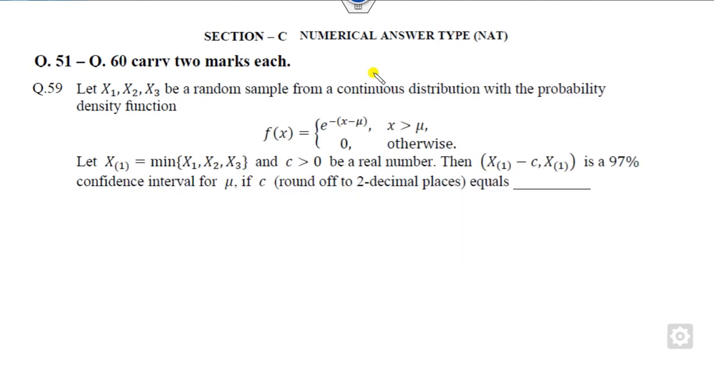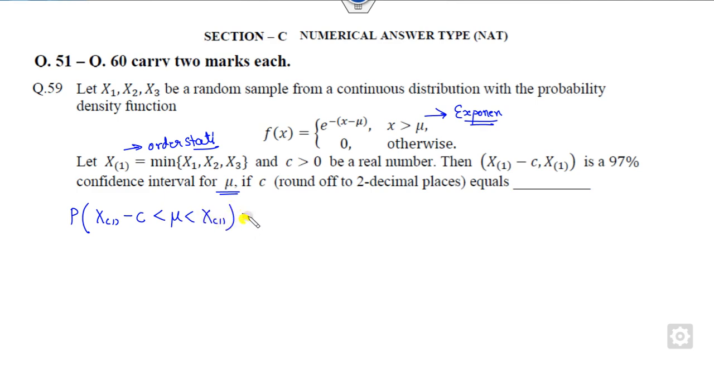Okay, fine. Now look at the second last question. X follows the exponential distribution, and this is my ordered statistics, and X1 minus mu is given as the confidence interval for mu. What is the meaning of that? It means this probability is given to you as 0.97. Then your target is to find the value of c.